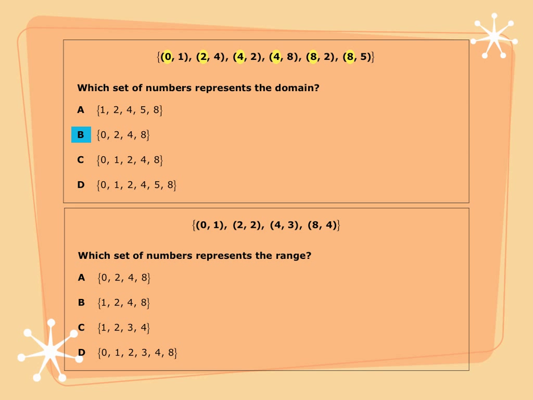The next example says which set of numbers represents the range. When I'm talking about the range, I'm talking about the y values or the second numbers in the ordered pair. In this case, it would be 1, 2, 3, and 4. Nothing is repeated, so I don't really need to worry about that. And the set of numbers that includes 1, 2, 3, and 4 is C.